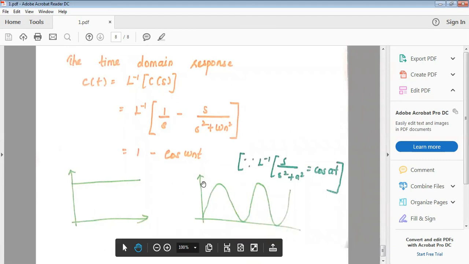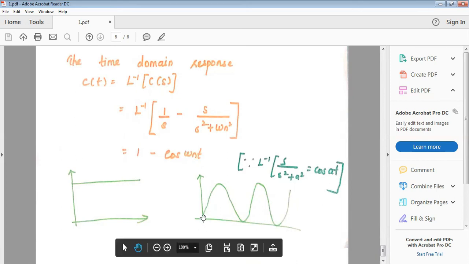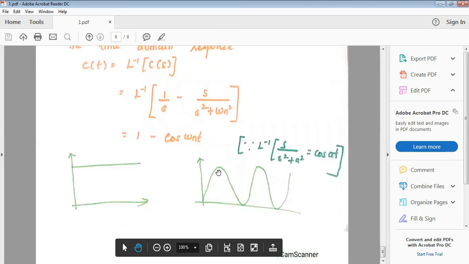By substituting t is equal to 0, the term will be 1 minus cos 0, and the value of cos 0 is 1, so the response is 0. As t increases, one term increases and the other reduces, producing a sustained oscillation waveform like this. So this is the response of the undamped system for a unit step input. Thank you, students.